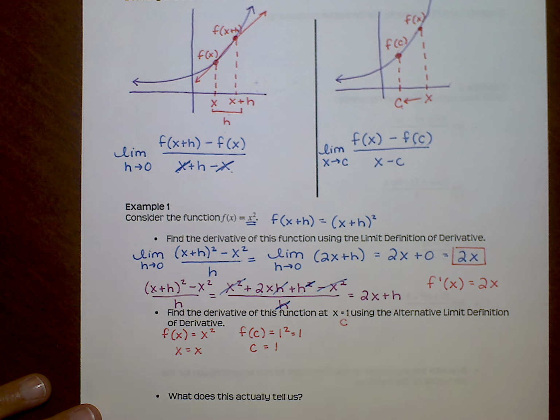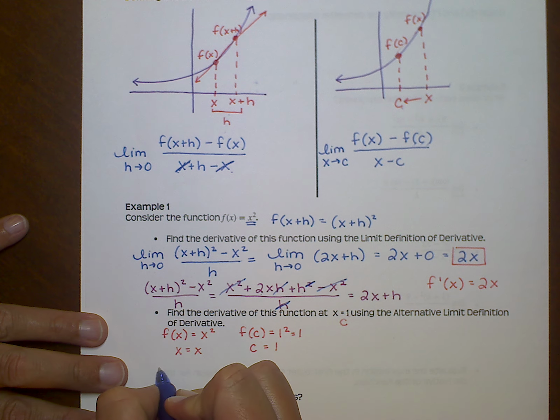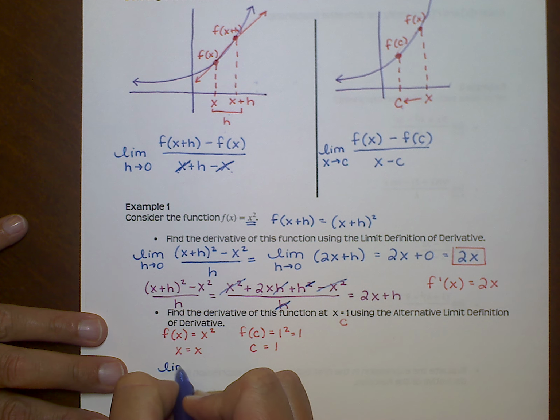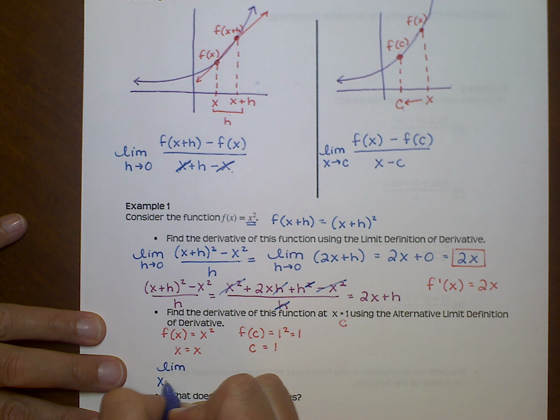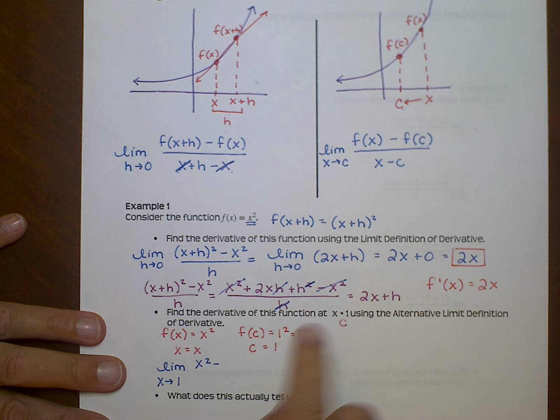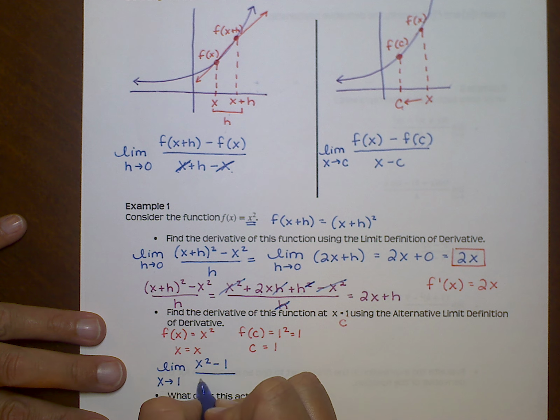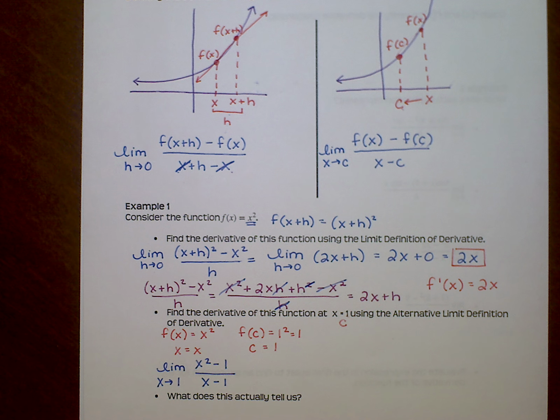Okay, so my slope setup for this guy. We are taking a limit as x approaches c, which is 1 in this case, of f of x minus f of c, which is 1, over x minus c, which is 1.